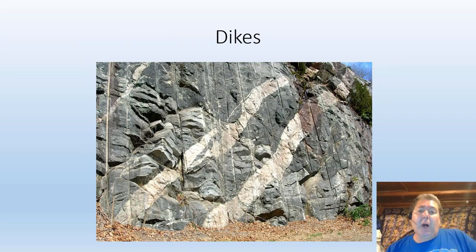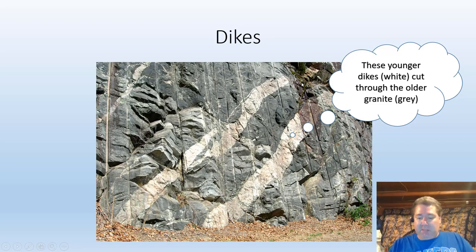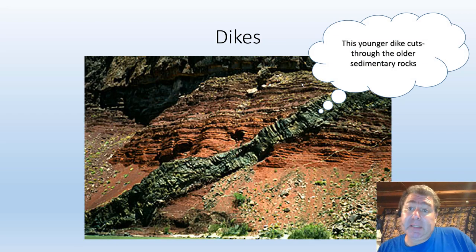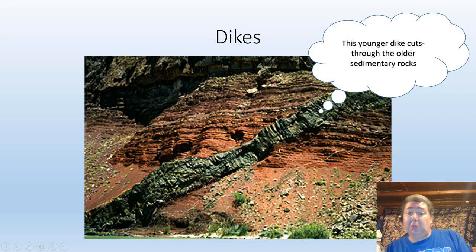Here's an example from the wild. We have these white colored dikes cut through the older gray granite. We know that because they cut through them. So this granite must have been here first, because you can't put this inside something that's not there. Here's another example. We have sedimentary layers that are cut by a dike. So here we see all those nice horizontal layers, and then a dike came cutting through. So this dike must be younger.